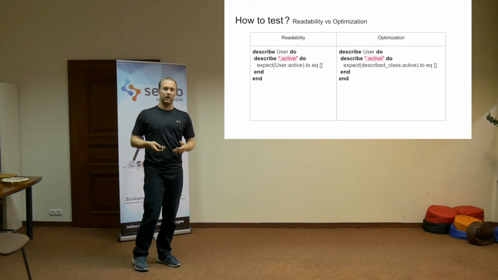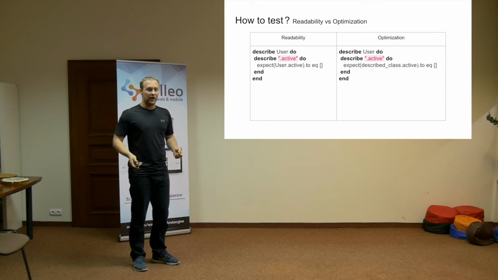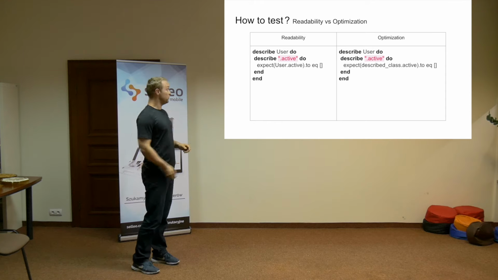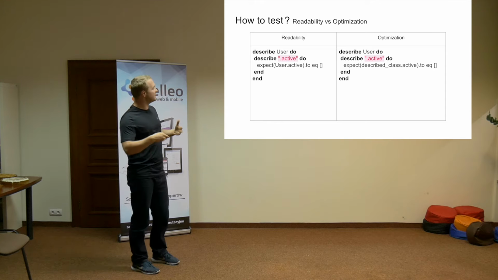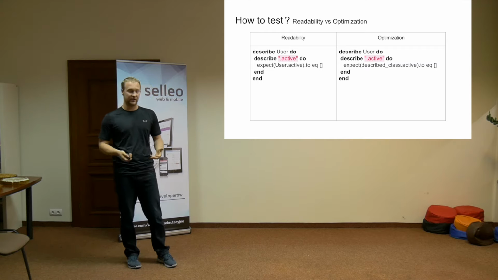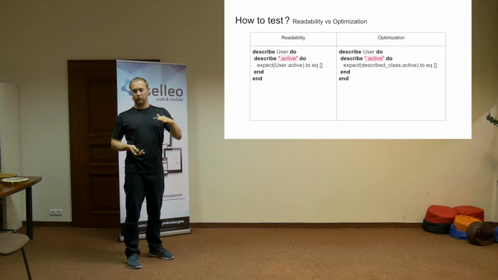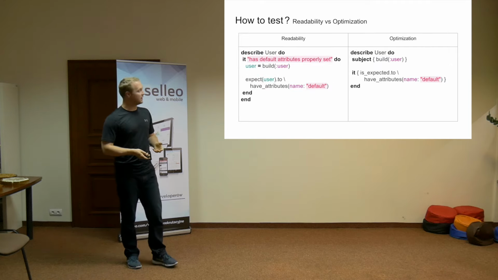What's good is when we are in the middle of a huge spec, 500 lines long, we always know what's being tested. We always know that user is being tested and its class method of being active or not, or maybe it just returns an array of active users. We can always refer to it directly in the example that we are looking at. So that's why it's more readable.